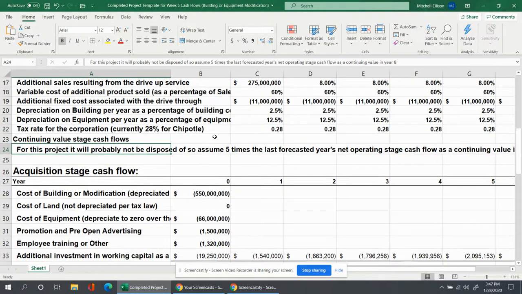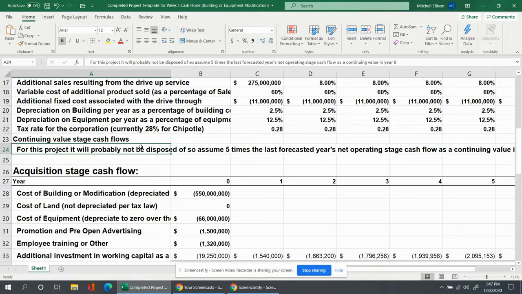So then you go down to the actual cash flow estimation. These were all assumptions at the top. In other words, I don't know if I said that, but I use that as a continuing value. In other words, you're going to value the continuing operation at 5 times the last forecasted year.